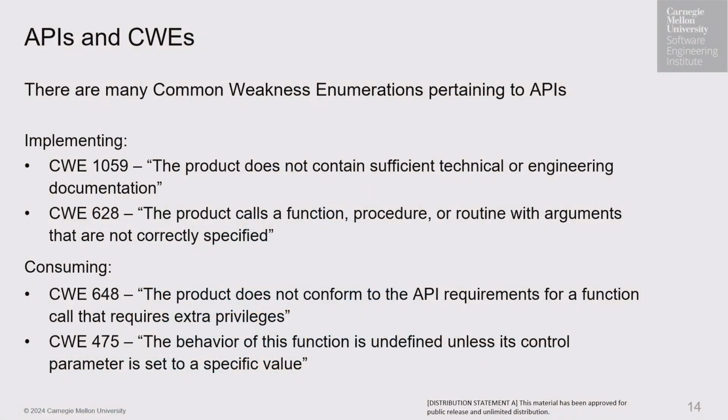So, a couple of these CWEs were highlighted both in the last presentation and in others, but a couple of notes on these. First off, on the side of implementing APIs, we've got CWE 1059, insufficient documentation, right? So that's the codified version of what I just covered. But then also on the user side, or those that are consuming the APIs, both of the CWEs that are listed talk about not meeting the specification or having a poorly defined specification for your function, right?